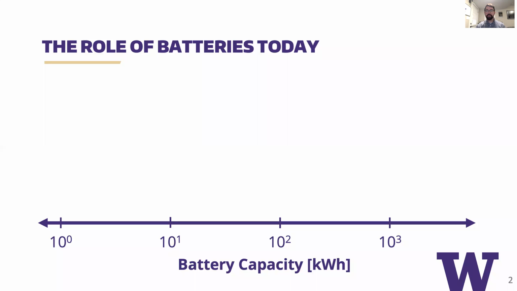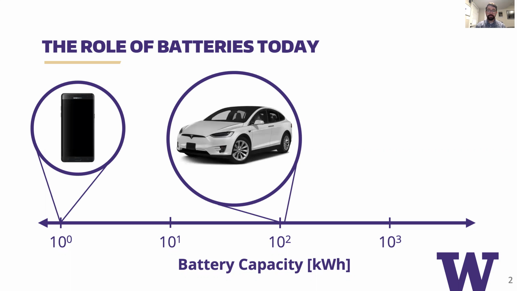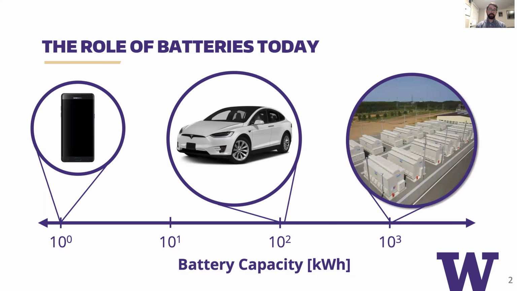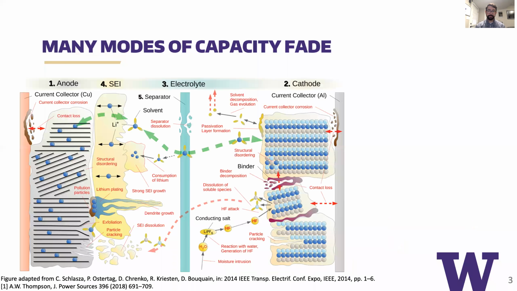Now, nobody needs to be convinced of the importance of batteries today. They have many applications ranging from small handheld devices to electric vehicles, even up to grid-scale storage. However, these batteries are not without their drawbacks. The most popular battery chemistry on the market right now is the lithium-ion battery. And these batteries are extremely powerful due to their large power densities.